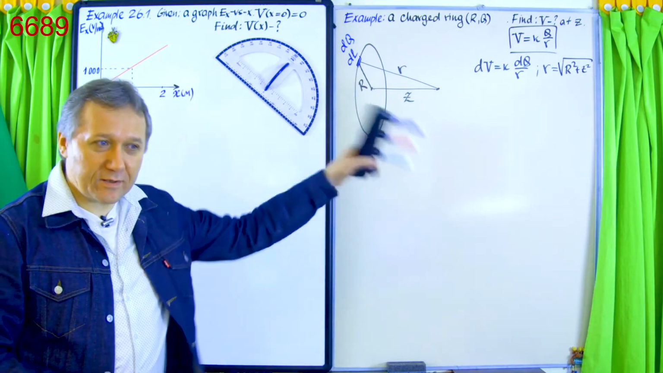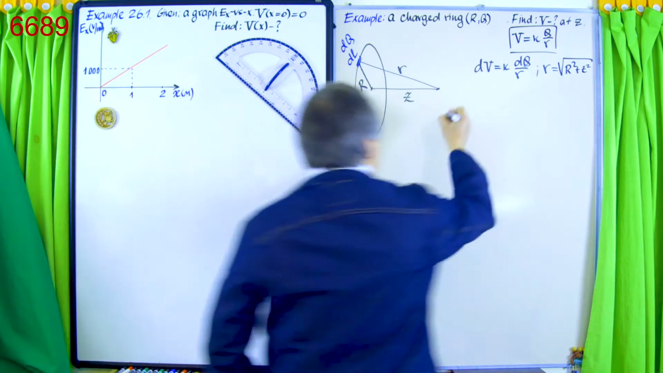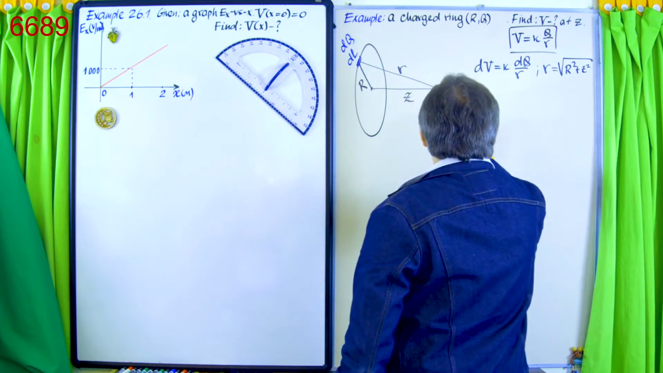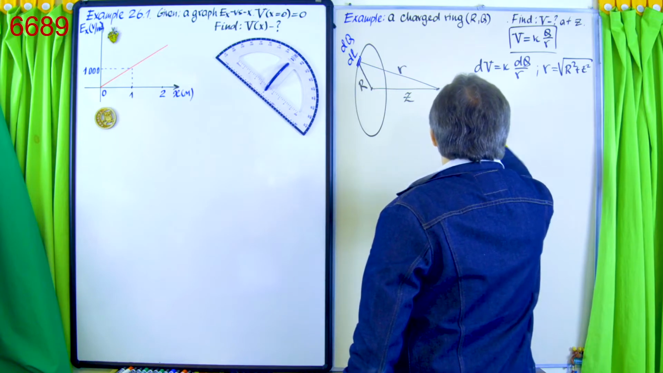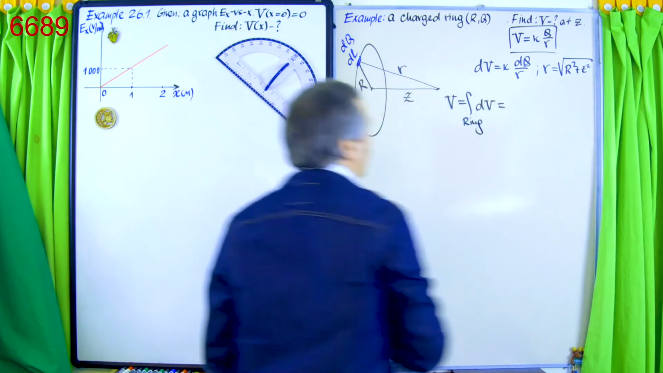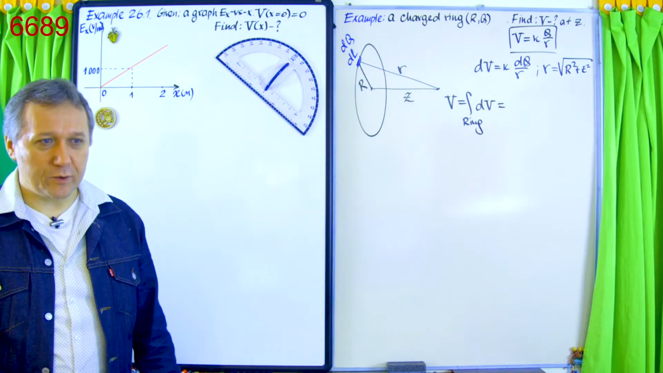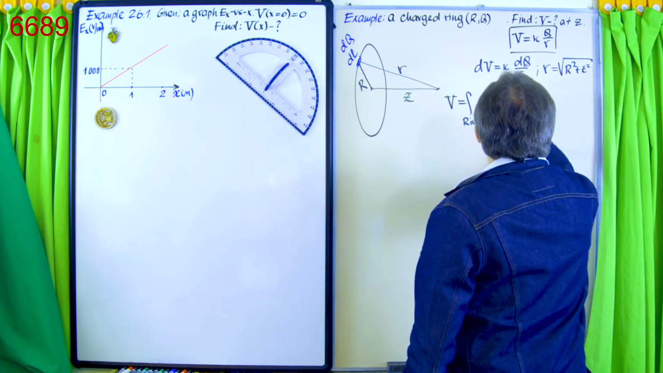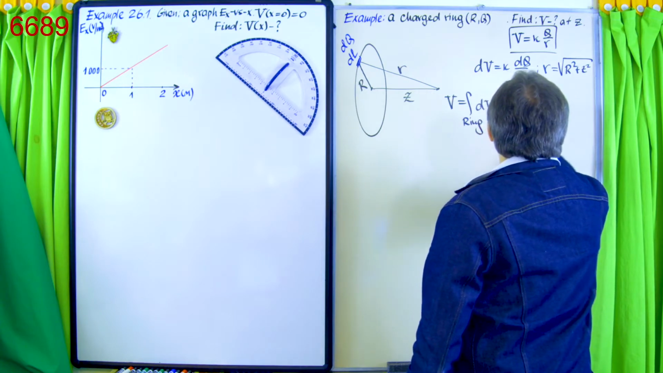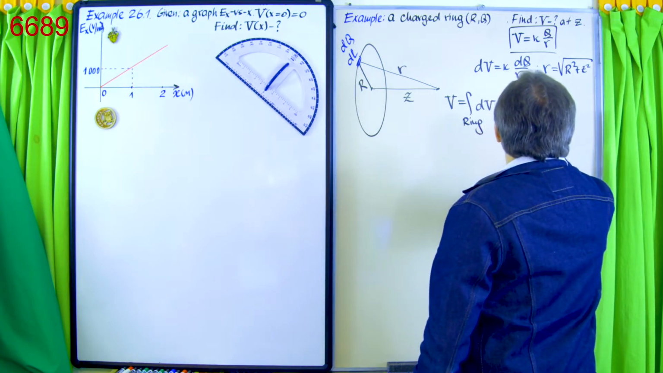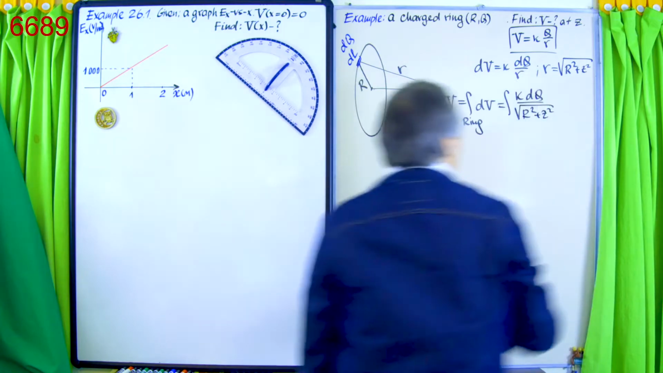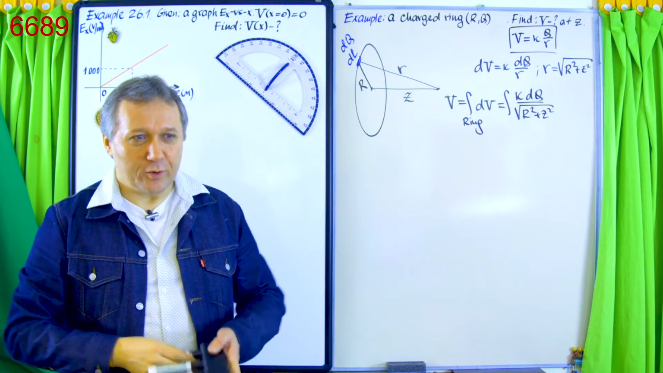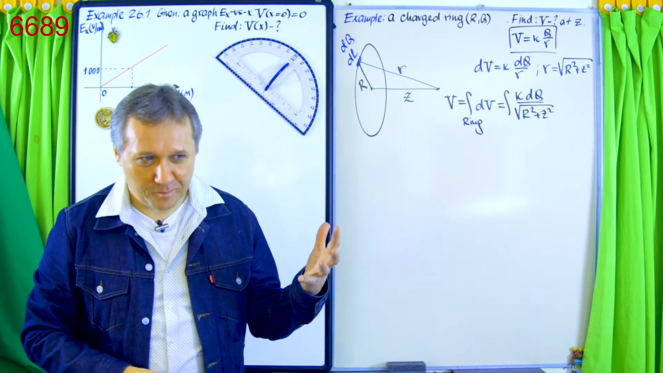And you know what? Let's start integrating immediately. So I will write V equals the integral over the whole ring of dV, right? And let me rewrite with that new R. So it will be the integral of k dq over the square root of R squared plus z squared. And at this point, I should probably ask, is it a complicated integral?